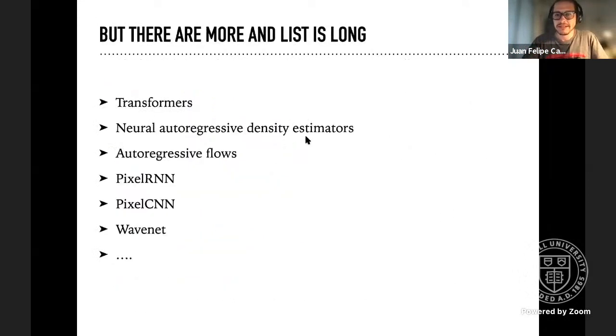So let me go ahead. There are many more models that are very powerful and interesting. There are transformers, neural autoregressive density estimators, many more. They're all very interesting and very powerful.